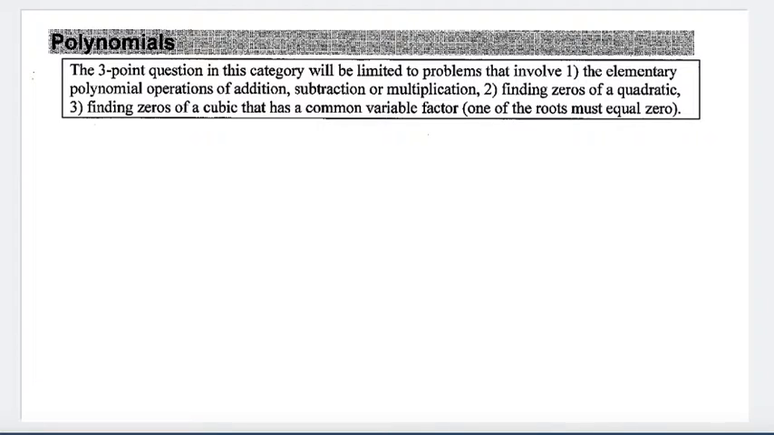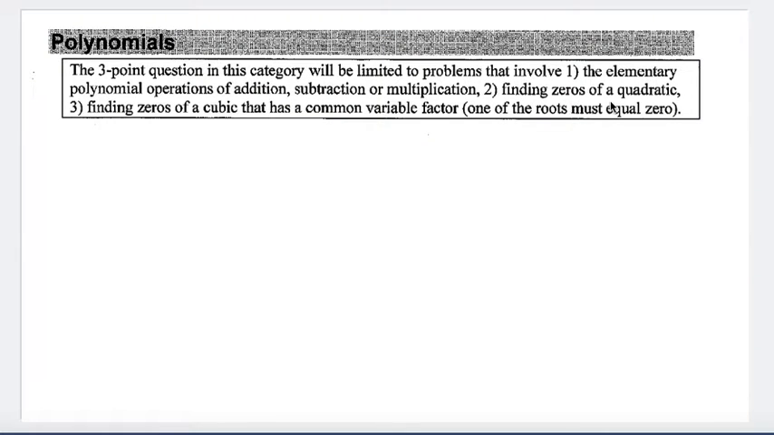Okay, calculators, the fourth category for the second math meet is polynomials. Hopefully you've covered enough Algebra 2 to be able to handle the more difficult polynomial questions, but the three-pointer is going to involve elementary polynomial operations of addition, subtraction, or multiplication.